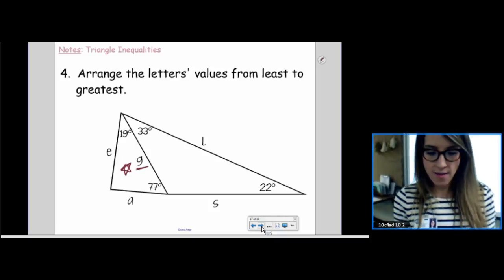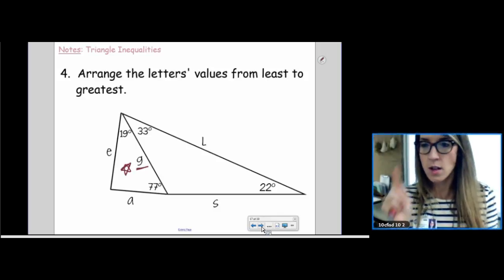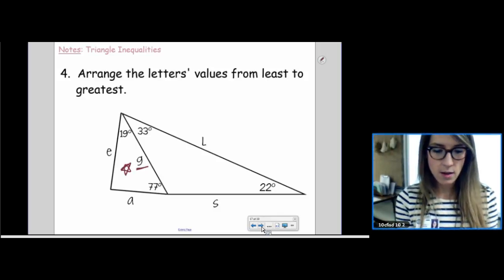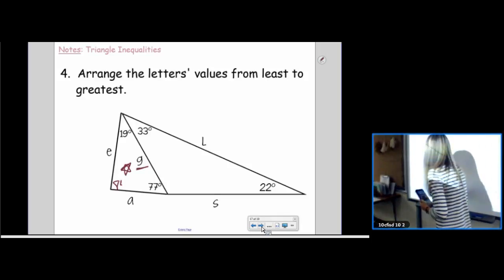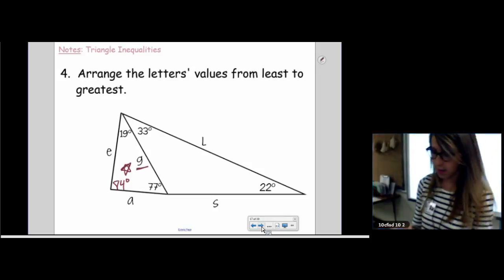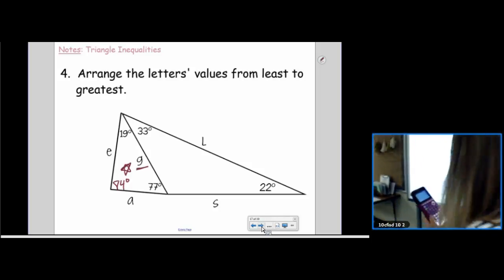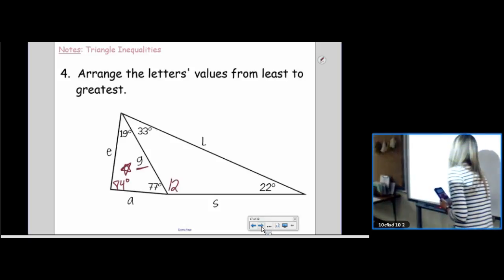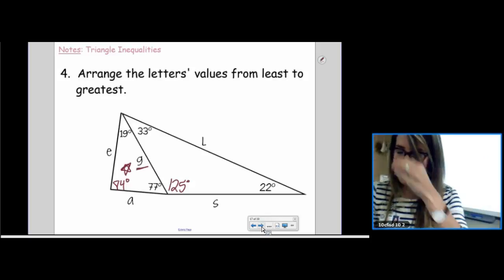Well, let's go ahead and find those missing angles just to be safe, even though we kind of know what they are. 19 plus 77, subtract it from 180. We know that that's the largest angle. And then 33 plus 22, obviously this one's going to be our largest angle. Okay, so I just did triangle sum theorem twice just to confirm that those were our biggest angles.